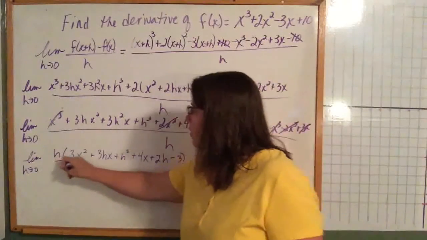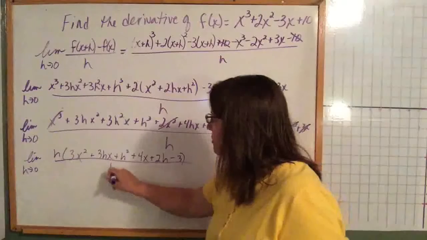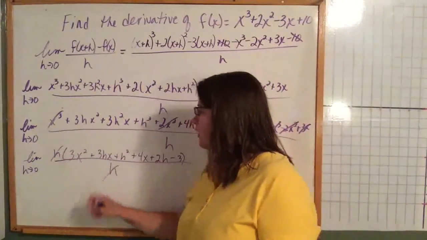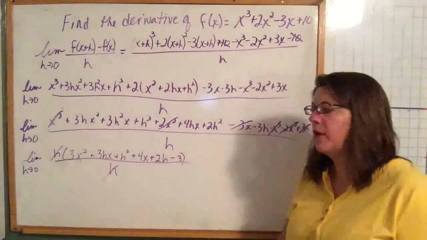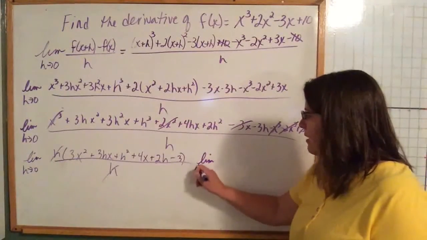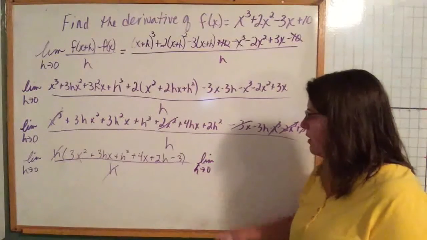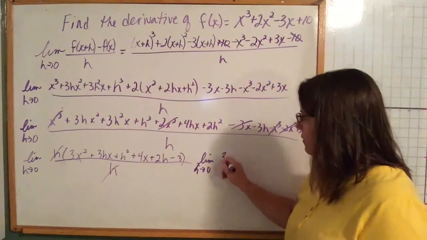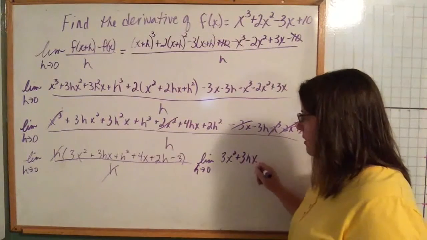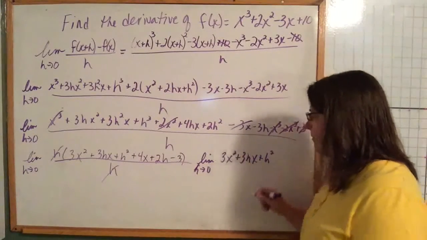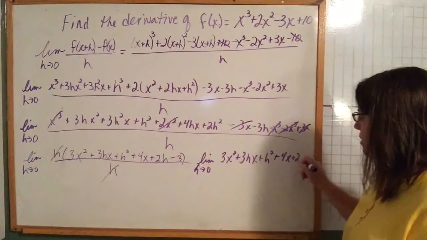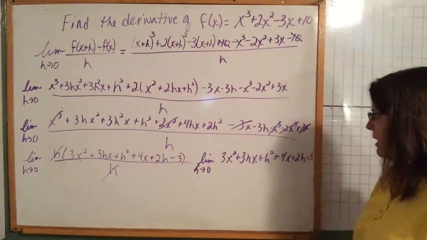And then that's still over the h. Well, hopefully you notice that this h and this h cancel because we've got one on top and one on bottom. And so what that leaves me with is the limit as h approaches 0 of 3x squared plus 3hx plus h squared plus 4x plus 2h minus 3.